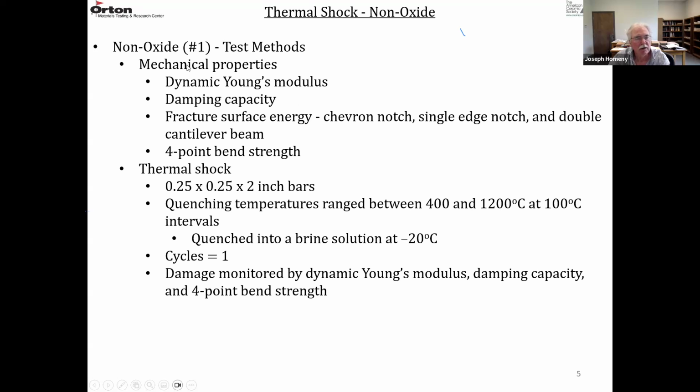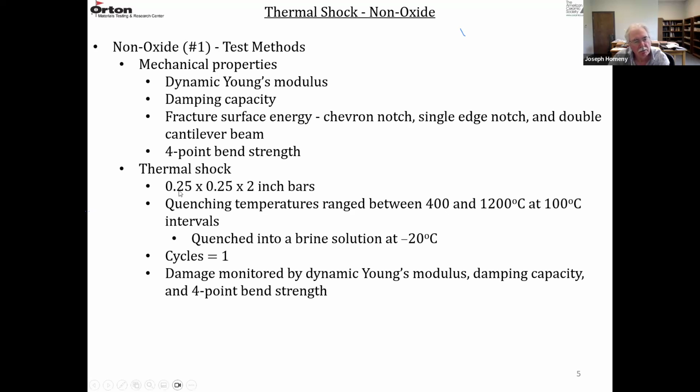The test methods they used, the mechanical properties, they looked at the dynamic Young's modulus, the damping capacity, the fracture surface energy by the various techniques, the chevron notch, a single edge notch, double cantilever beam. And then they monitored strength by a 4-point bend test.